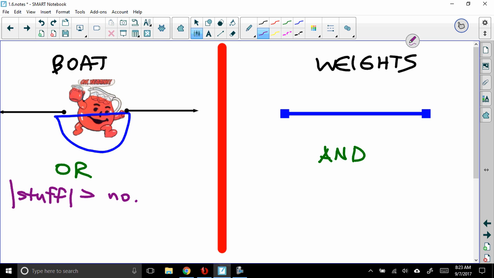Actually, do you see how Kool-Aid Man's oars, how the dot on the end of those oars are closed in? That would actually be greater than or equal to. If it was just a greater than, they would be open circles. And then the weightlifter's barbell, that's going to happen whenever we have the absolute value of some stuff set less than or equal to some number.